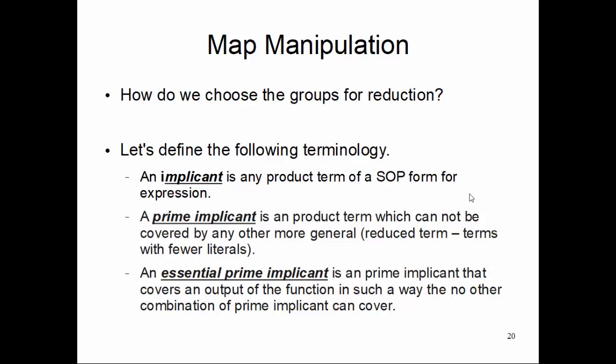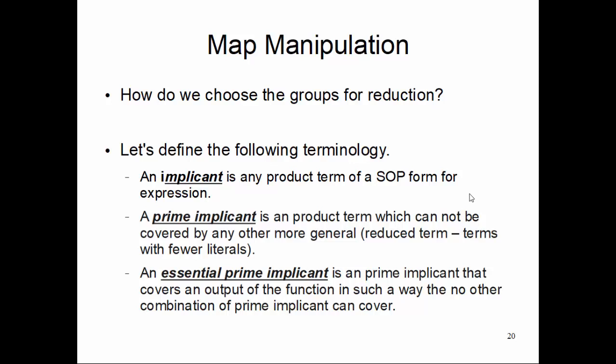Now the question becomes, how do we choose the group for reduction? For this, let's understand a couple of definitions: implicant, prime implicant, essential prime implicant. So an implicant is any product term of a SOP form of expression. Any product term you can think of as an implicant.